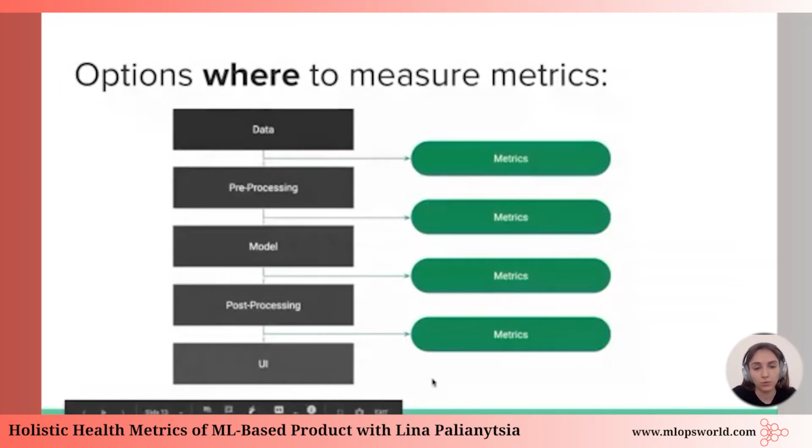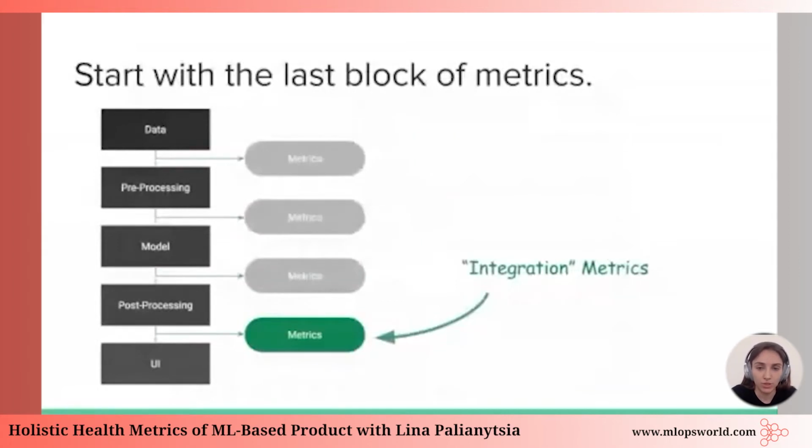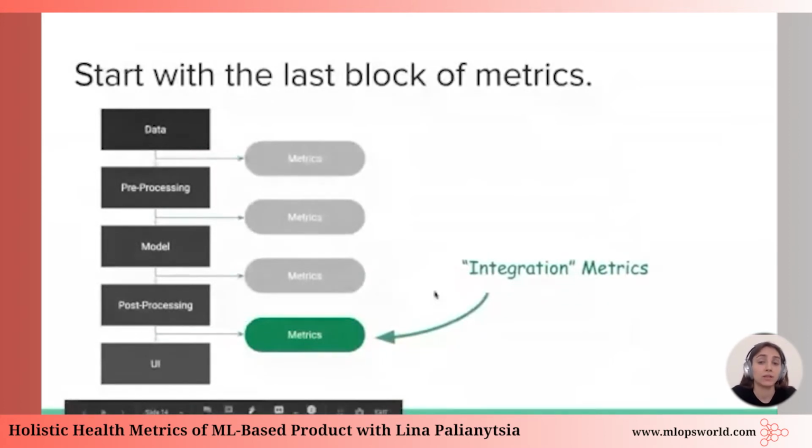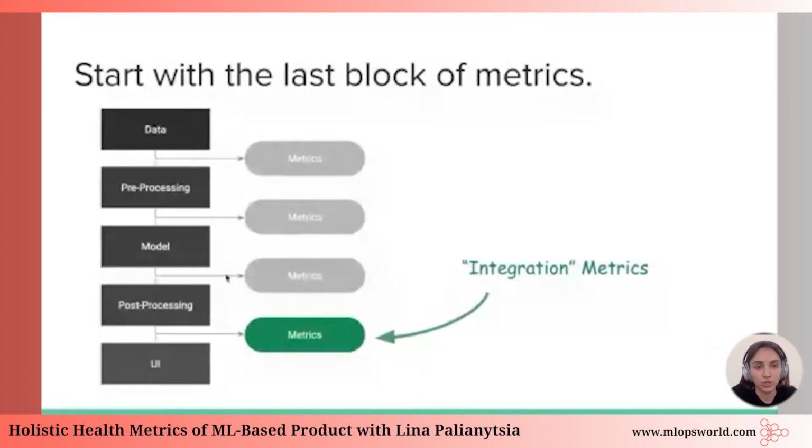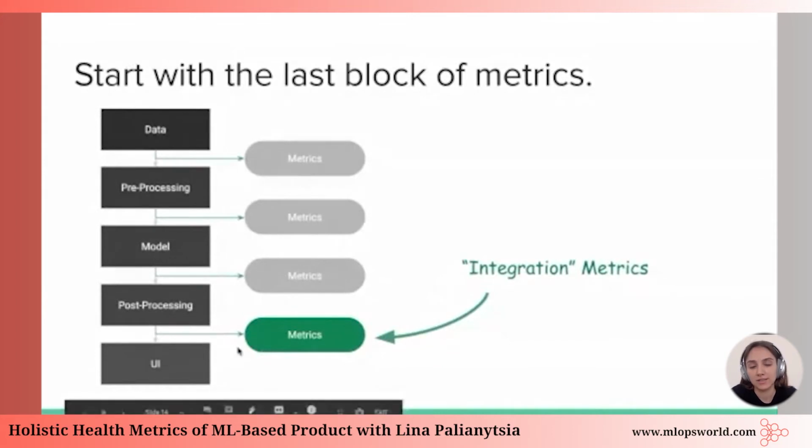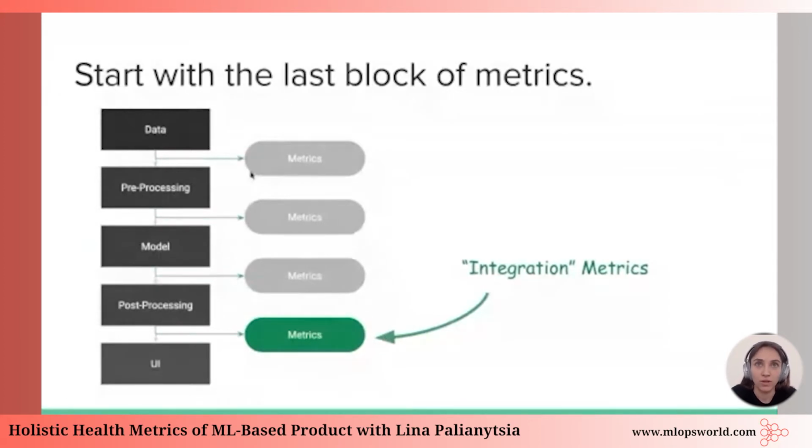But when you are thinking about where to start, I would recommend measuring metrics at the very last stage, because this way it is going to work like an integration metric, meaning that if something works strangely at any of the previous steps, for example data, preprocessing, model, it's very likely that you're going to see some strange behavior at this last step. Of course, you're going to need to go through and check manually where the problem occurred, but the main point is that you're going to be notified.